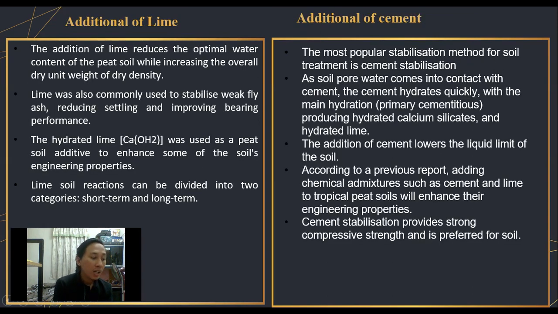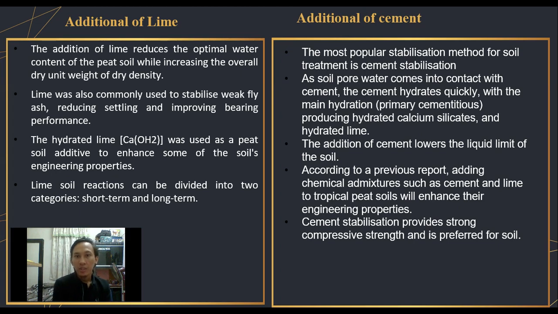The first point for the chemical modification technique is the addition of lime. By the addition of lime, it reduces the optimum water content of the peat soil while increasing the overall dry unit weight or dry density. Lime is also commonly used to stabilize weak soils, reducing settling and improving the bearing performance. Hydrated lime was used as a peat soil additive to enhance some of the soil's engineering properties. The lime-soil reaction can be divided into two categories, which are short term and long term.